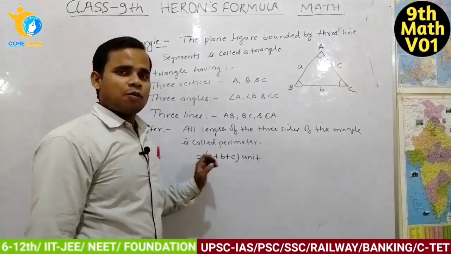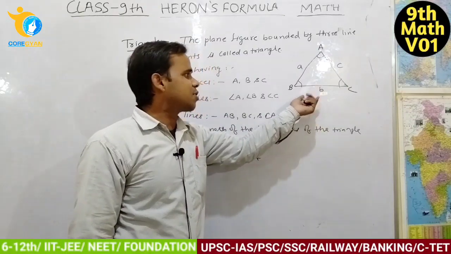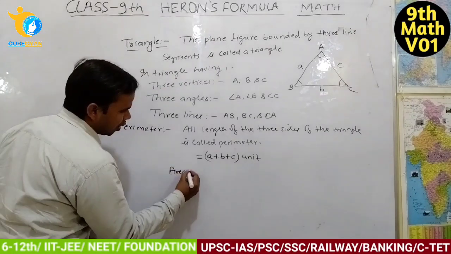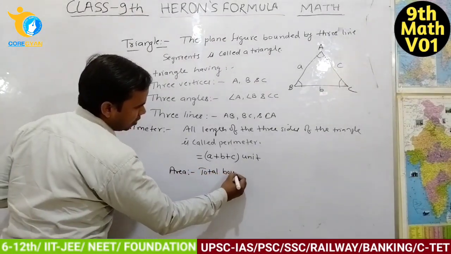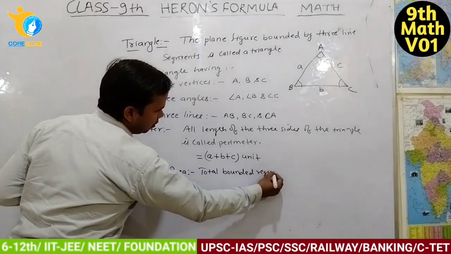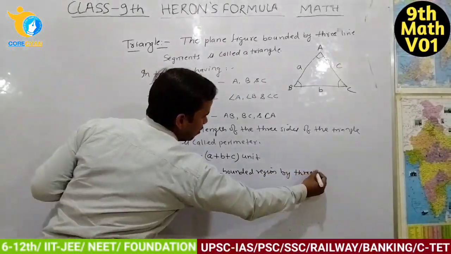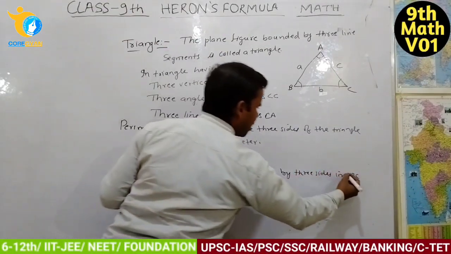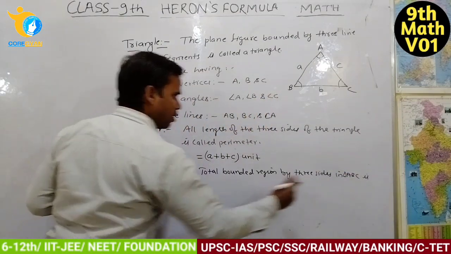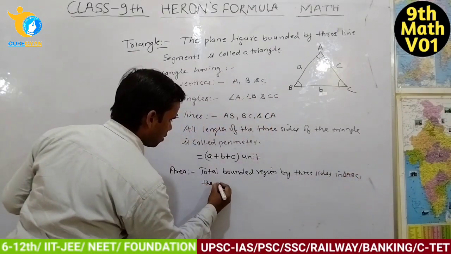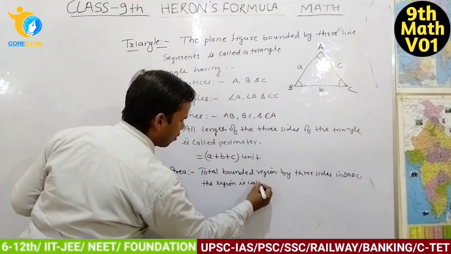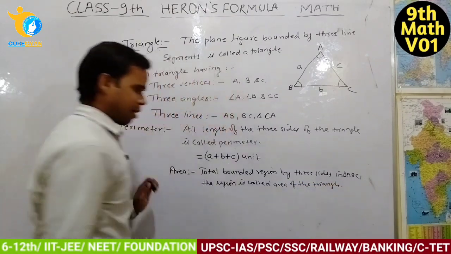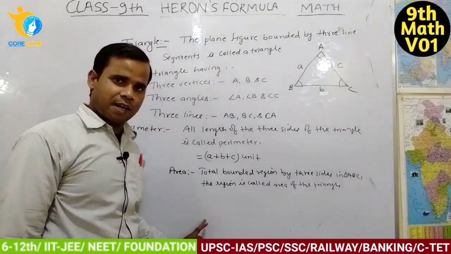Okay, then area. What is the area of the triangle? So firstly we have to see the definition. The total bounded region by three sides in triangle ABC is called the area of the triangle. So this is the perimeter of the triangle and the area of the triangle.